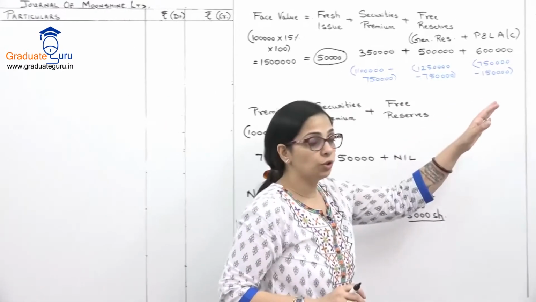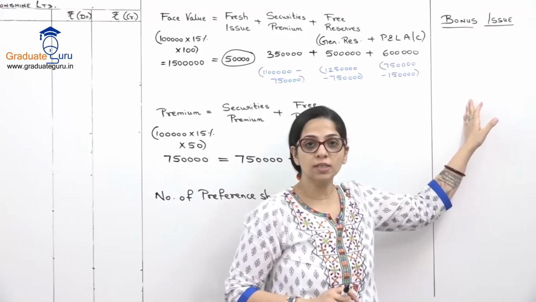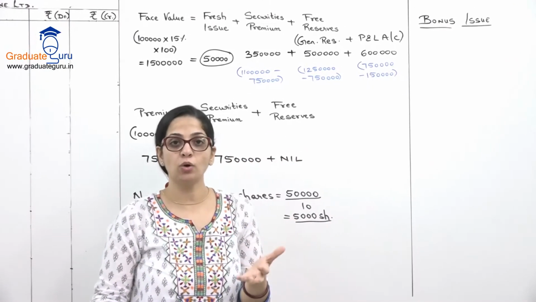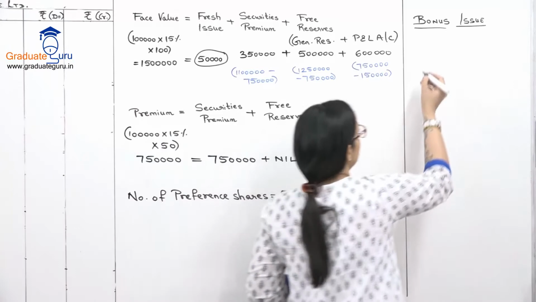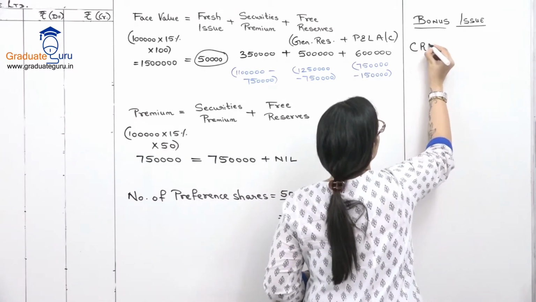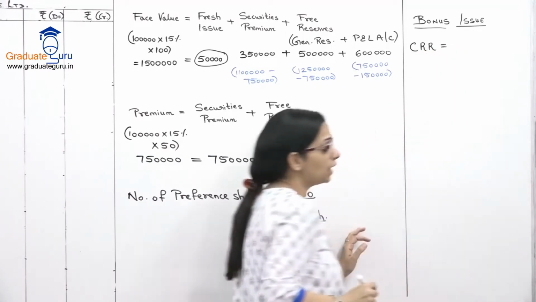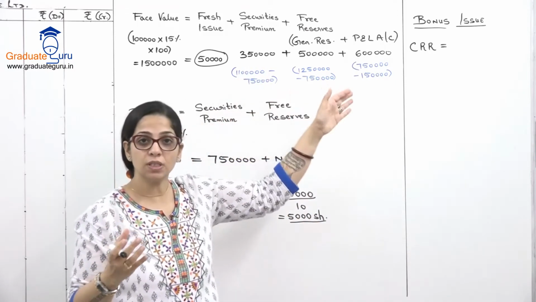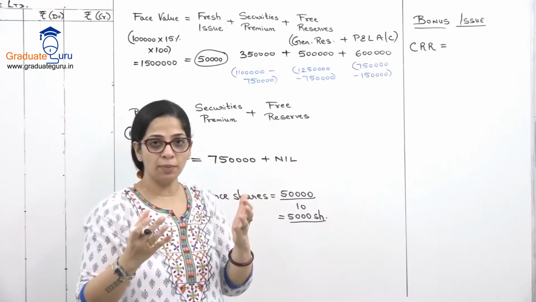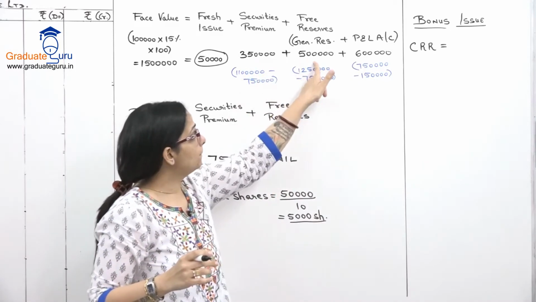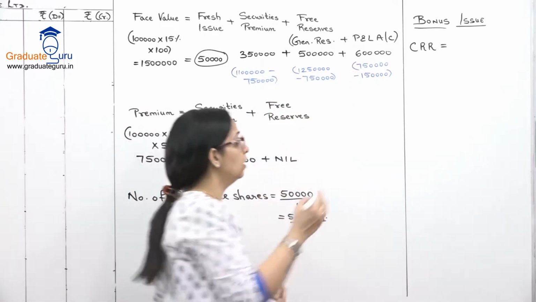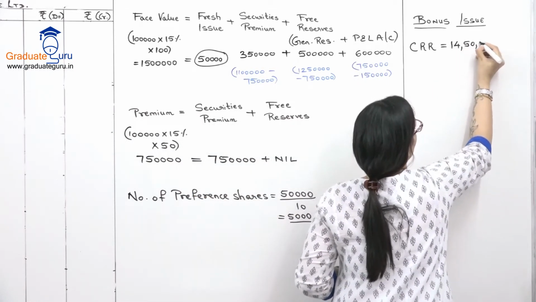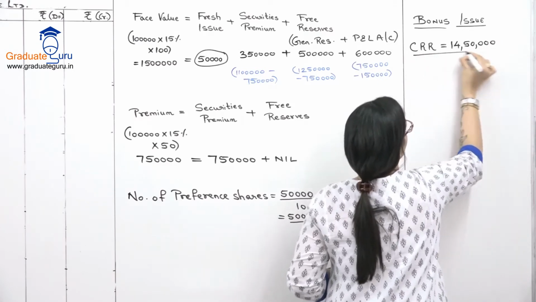Now let's go to our calculation of bonus issue. यहाँ पर last adjustment says that bonus issue करना है shareholders को. So let us see what is our balance in CRR. हमारा CRR कितना बनेगा? जो face value हम reserves से use करेंगे वो CRR में जाएगा. So 350 plus 5 lakh plus 6 lakh, 14,50,000 will be in CRR.